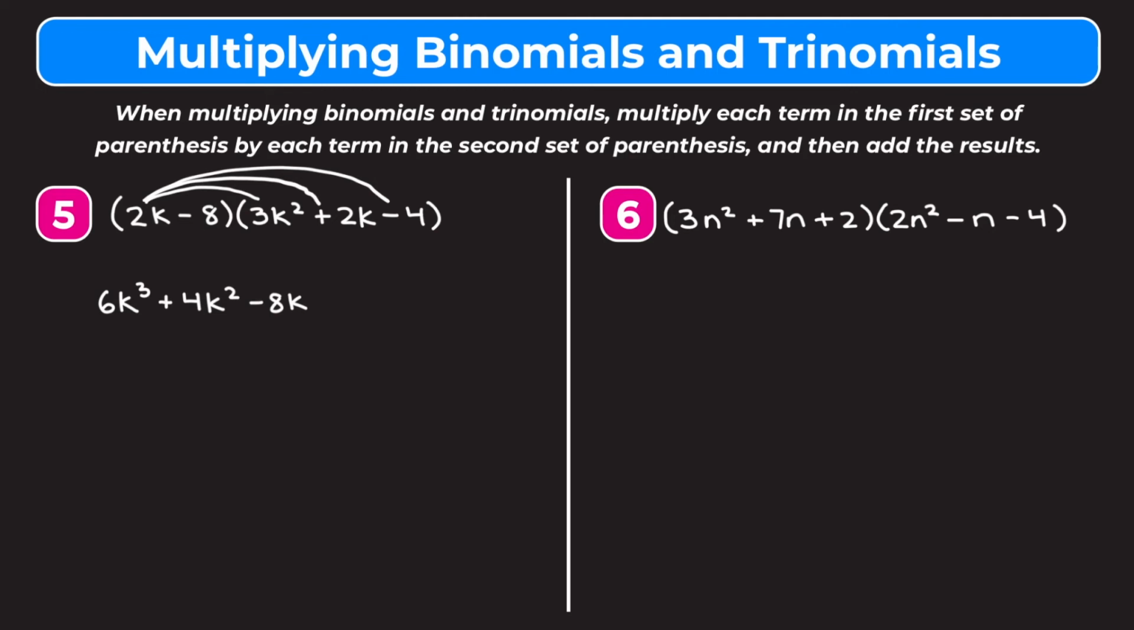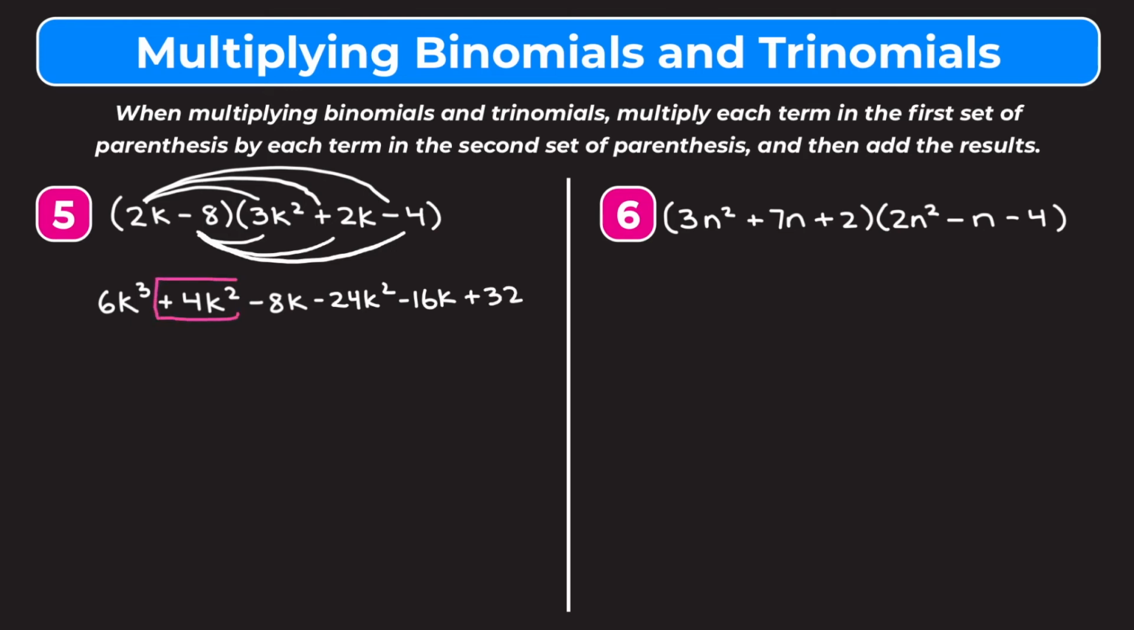And now we have to take the negative 8 and multiply it by every term in the second set of parentheses. So negative 8 times a positive 3k squared is going to be negative 24k squared. Negative 8 times a positive 2k is going to be negative 16k. And negative 8 times negative 4 is a positive 32. And now we want to combine like terms.